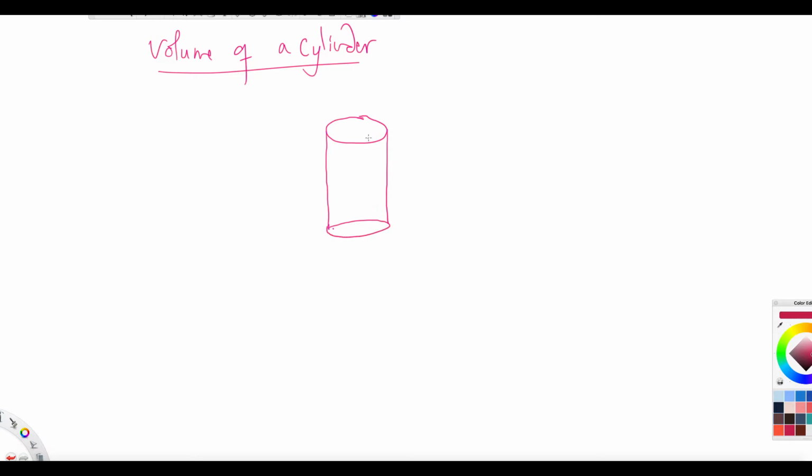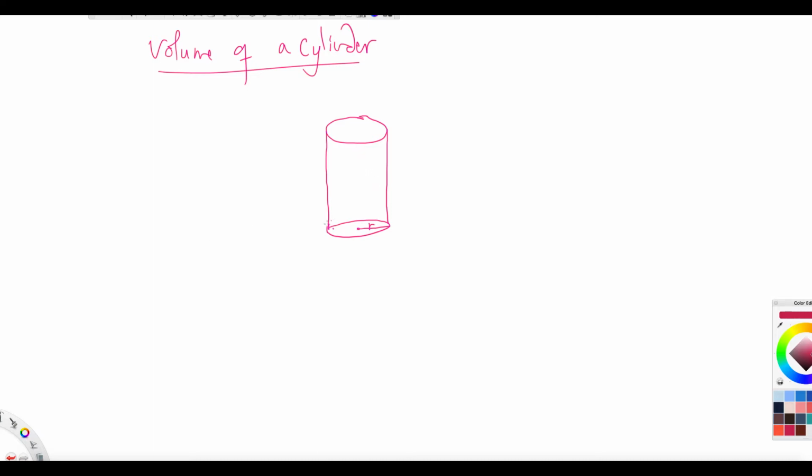What is the cross section of the cylinder? On the top there is a circle, on the bottom there is a circle. Let's say that the radius of the circle is r. How do I find the volume of the cylinder? First of all, we need to find the area of the base. Base area times height is the volume of the cylinder.